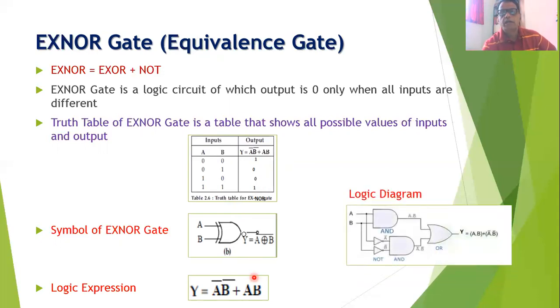Now we can draw the logic circuit for the exclusive NOR gate by using AND gates, NOT gates, and an OR gate. Suppose this is the first AND gate to which we have applied the inputs A and B. Its output is A into B. Then we have complemented A and B by using the NOT gates, whose outputs are A bar and B bar. These are applied to the second AND gate, and therefore its output is A bar into B bar. Finally, we connect the outputs of both the AND gates to the OR gate so that we get the output Y is equal to A into B plus A bar B bar. So it is the same as A bar B bar plus AB.